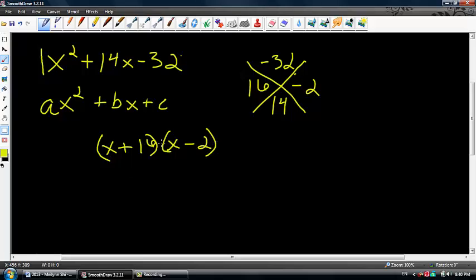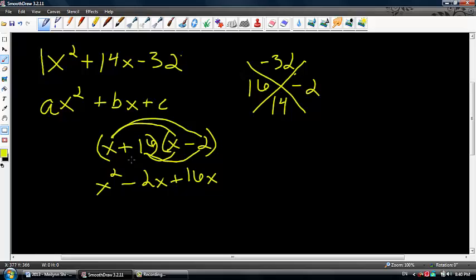If we wanted to check and make sure this worked out, we could use the FOIL method. x times x is x squared, x times negative 2 is minus 2x, and then 16 times x and 16 times negative 2. 16 times x is positive 16x, and 16 times negative 2 is negative 32. Remember, a positive times a negative is always negative.